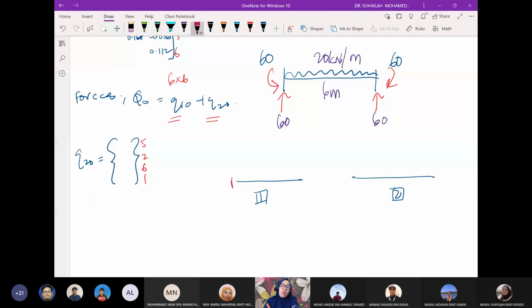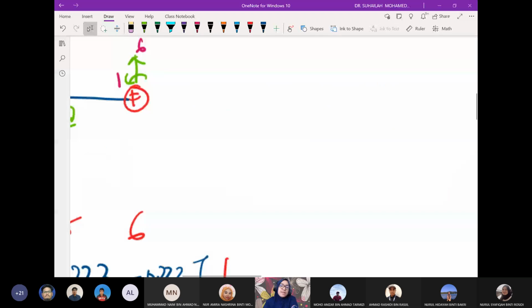Near far, near far, YZ, YZ, 3, 4. Yang ini 4, 5, 2. 5, 2. Yang satu lagi, YZ, YZ juga. Element number 2, 5, 2 dengan 6, 1. Okay, so kita dah letak kat sini tadi.